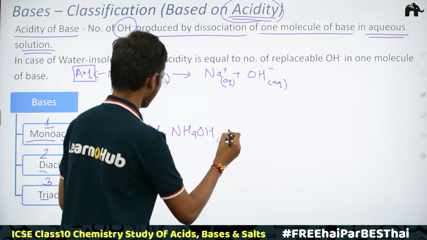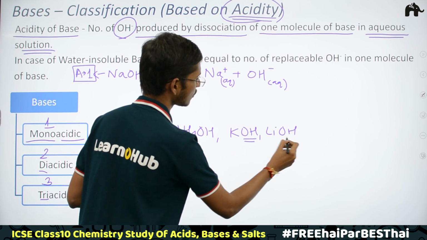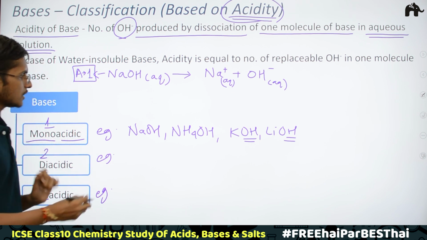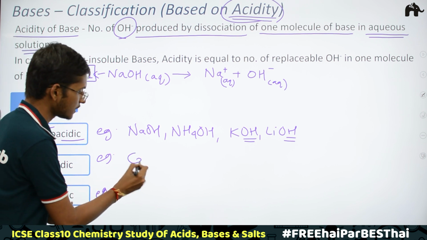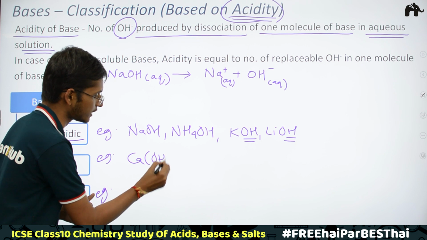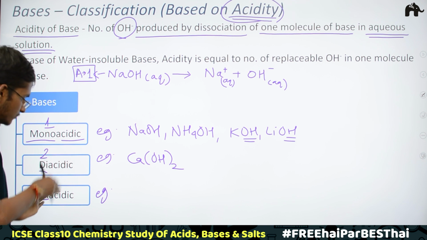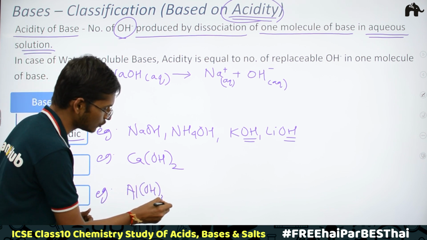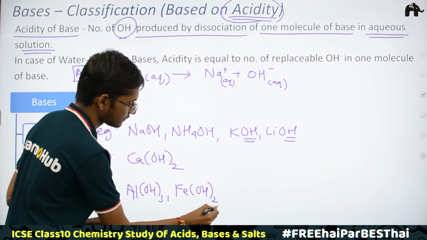And like this, other examples are KOH, LiOH. We know they are also producing one OH minus ion after dissociation. Now no need to again write their dissociation equations, we already know them. Next, a diacidic base example is calcium hydroxide. We have already seen how it is producing 2 OH minus ions. And moving to triacidic, triacidic ones are Al(OH)3, aluminum hydroxide, and Fe(OH)3, ferric hydroxide.